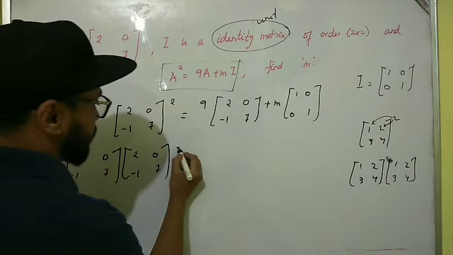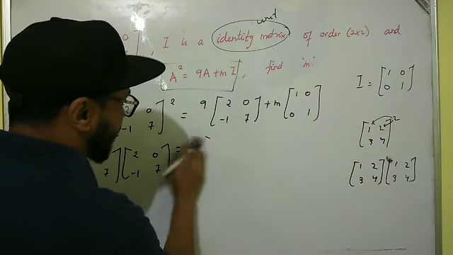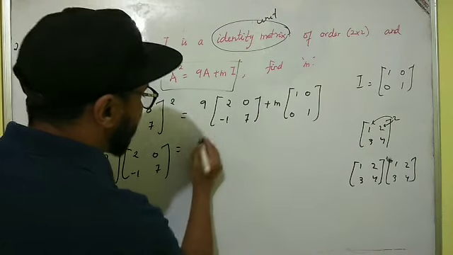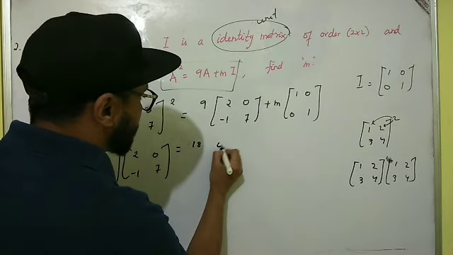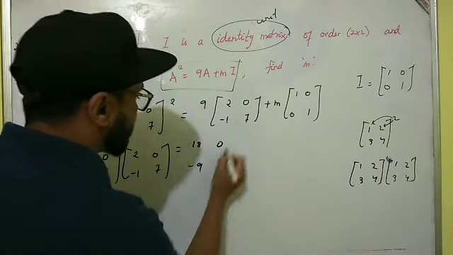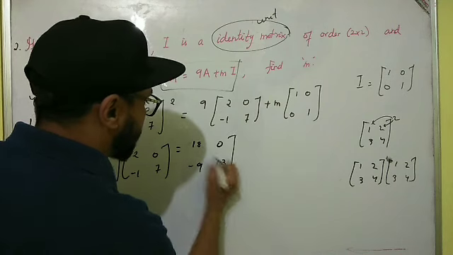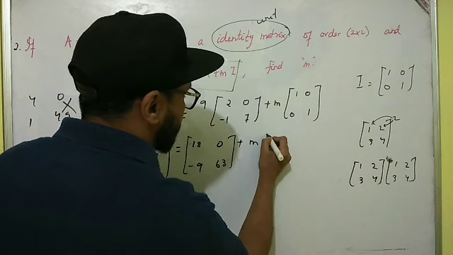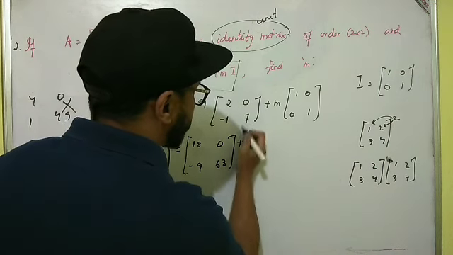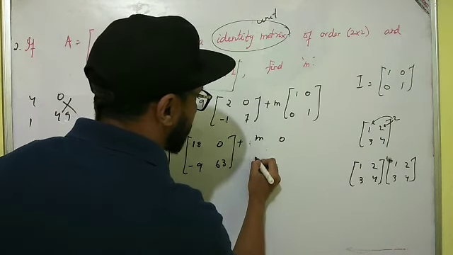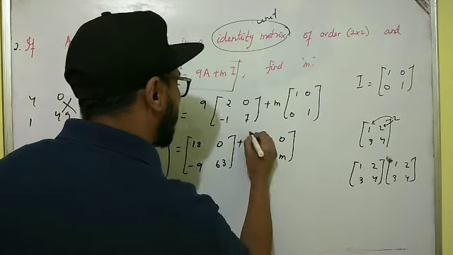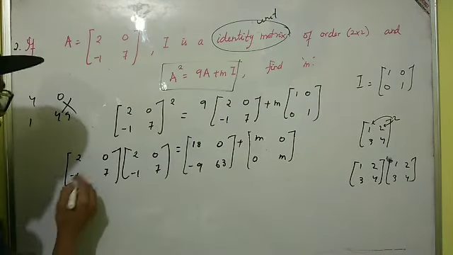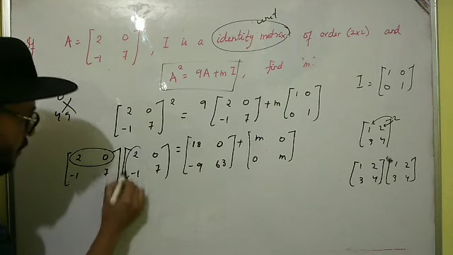So this is equal to 9 into the matrix, so we can directly multiply. 9 2s are 18, 9 zeros are 0, so this is minus 9, 9 7s are 63, plus m, so we can multiply this also, m 0 0 m. Now let's multiply this. So we'll multiply row and column.